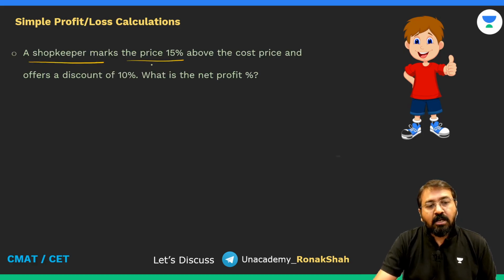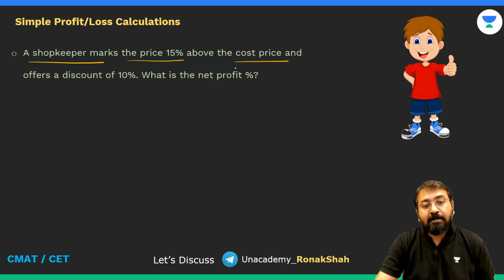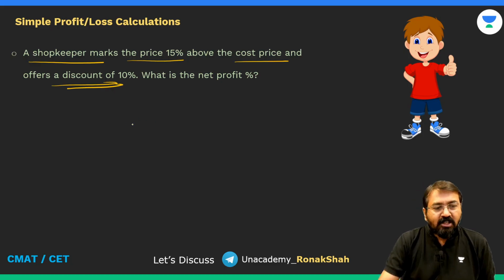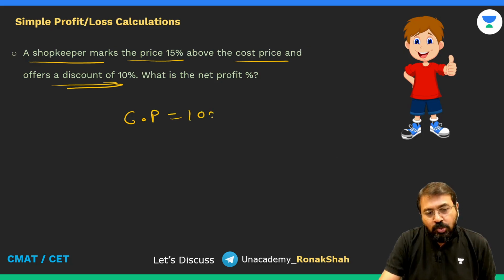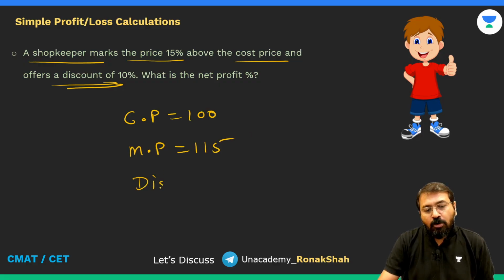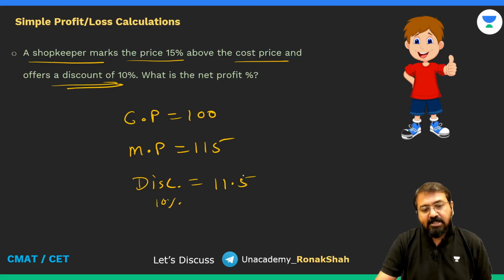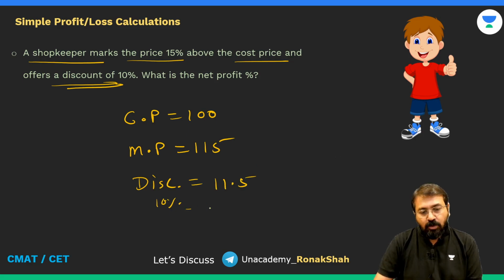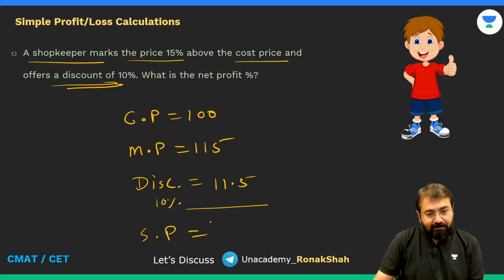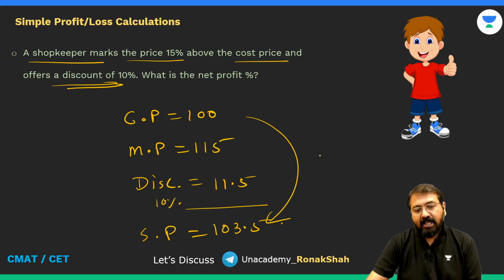A shopkeeper marks the price 15% above the cost price and offers a discount of 10%. What is the net percentage profit? So guys, let's assume cost price as 100. So we will get mark price as 15% above, that is 115. Now I need to offer a discount of 10% on that. So this 11.5 will be subtracted out of this. So what will be the selling price? It will be 103.5, isn't that? So the shopkeeper will make 3.5% profit, right?